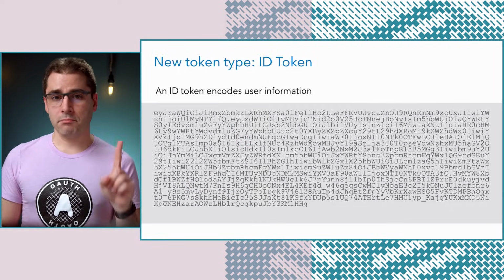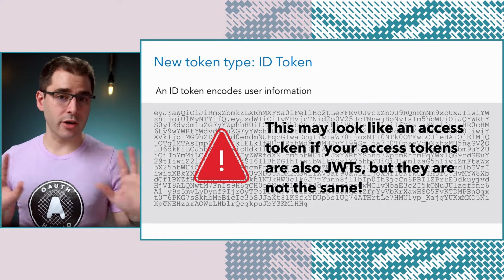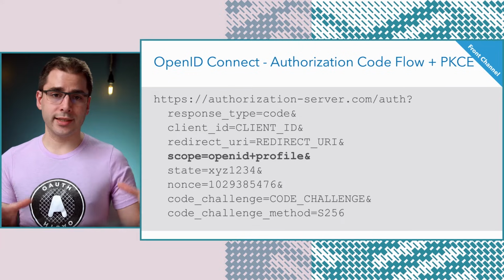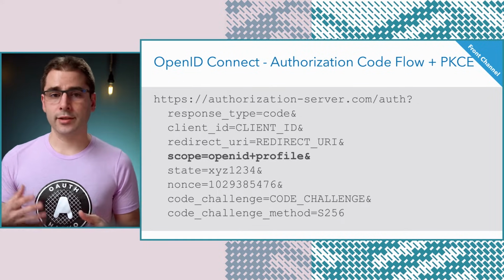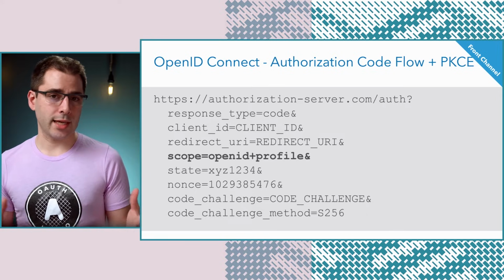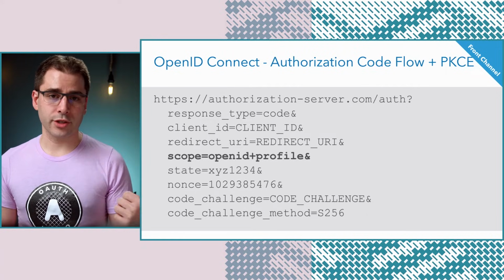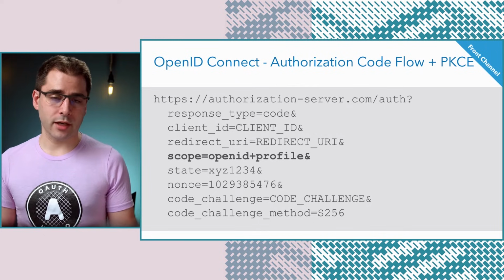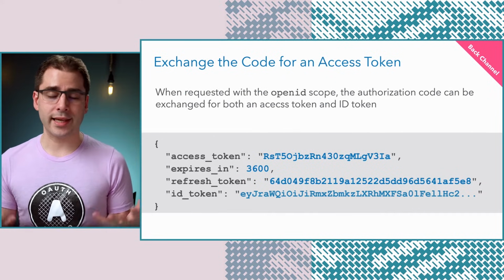And the ID token might look like an access token if your access tokens are JSON Web Tokens, but they are not the same thing. So how do you get one? Well, all it takes is you take an existing OAuth request and you add in the scope openid. You can also add in the scope profile or email if you want the user's name or email address. If you start the OpenID Connect flow like this, with the authorization code flow and PKCE, adding in the scope openid, eventually you get back the authorization code and you exchange that for the access token, but this time you'll also get back an ID token.